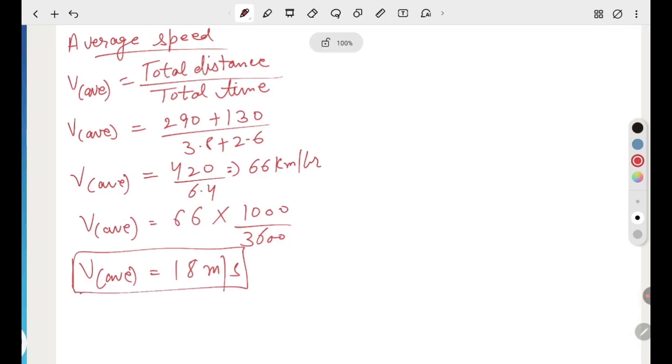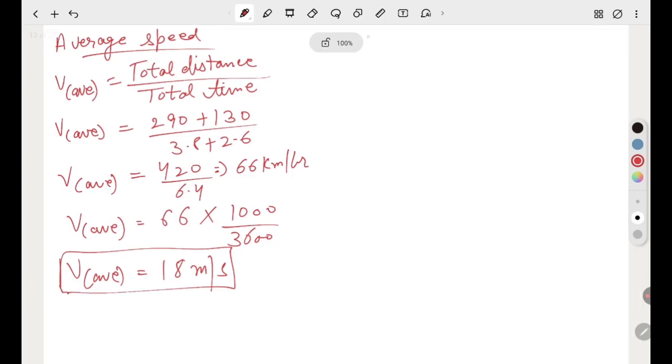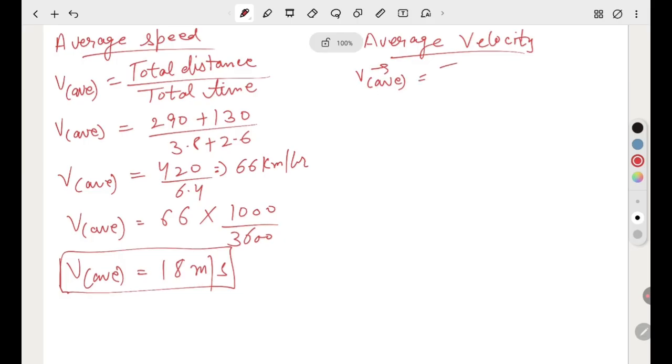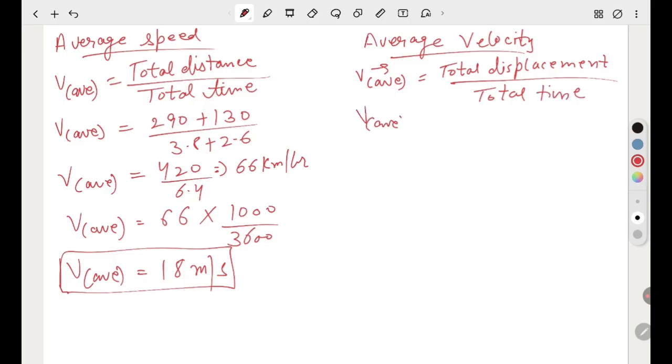Now we have to find the average velocity. For average velocity, we have to put the direction factor, and we know this is equal to total displacement upon total time.